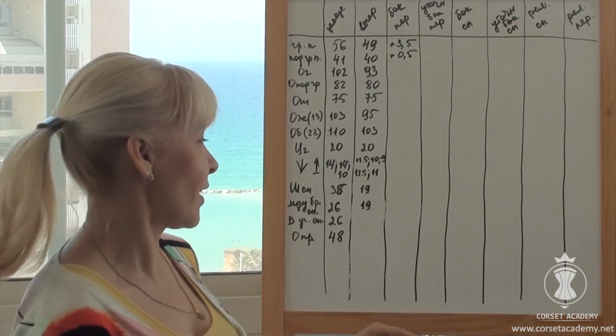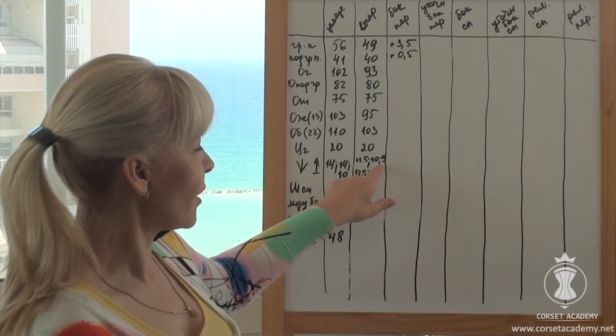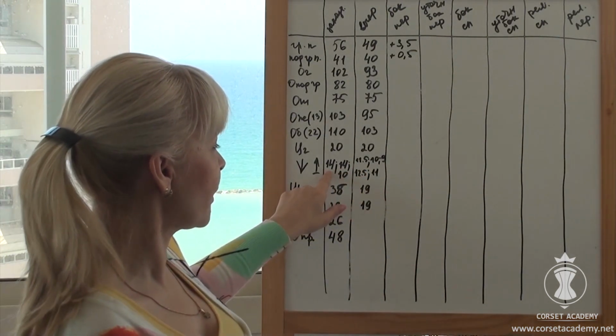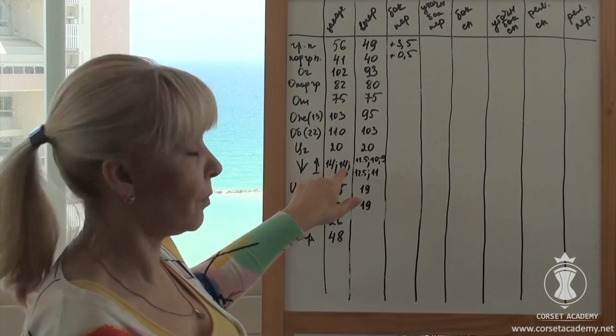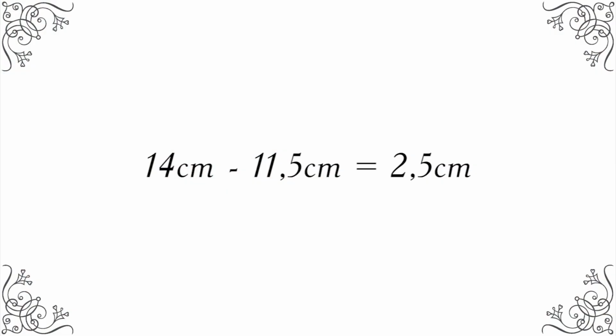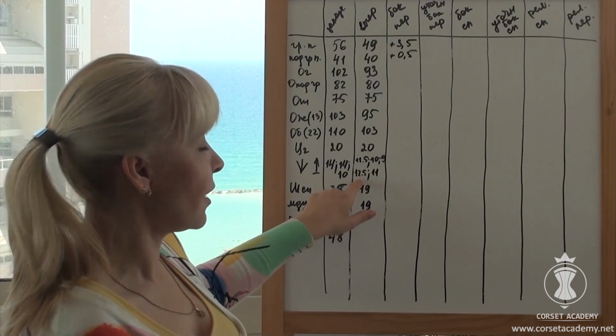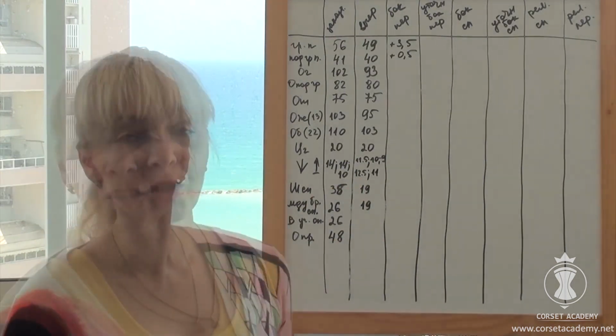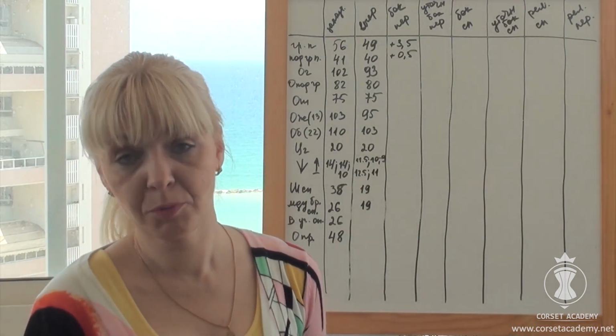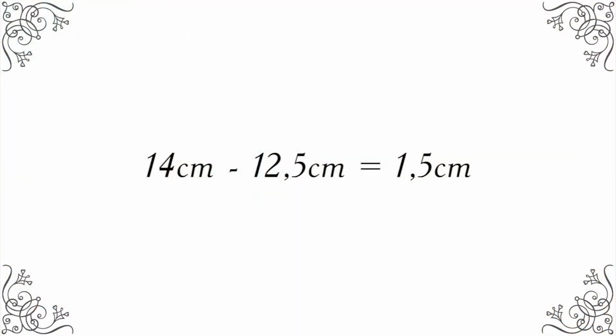What value should I take? If you use the strapless pattern as a guide, then you need to add the following value to the clip measurement: 14 centimeters minus 11.5 centimeters equals 2.5 centimeters. If you use the corner pattern as a guide, then you need to add the following value to the clip measurement. 14 centimeters minus 12.5 centimeters equals 1.5 centimeters.